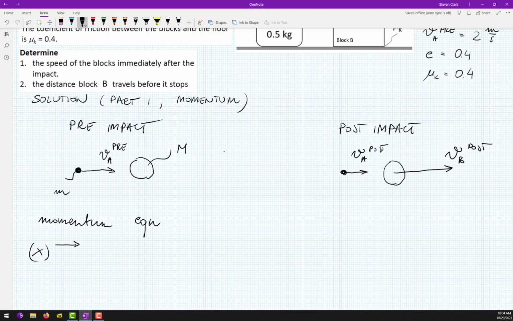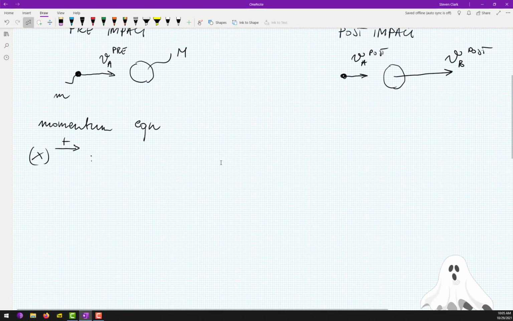So this is our momentum in the x direction, and this direction is positive. During impacts, momentum is preserved, I mean in an unconstrained impact. In this case, momentum is preserved.